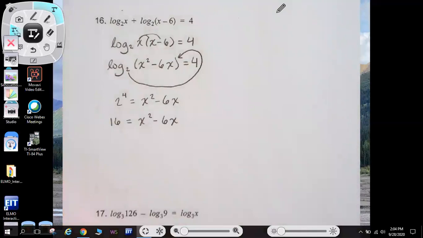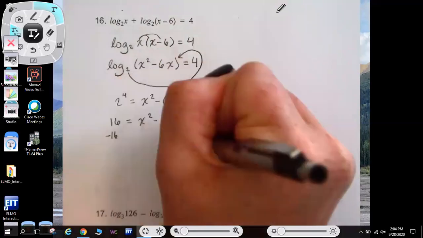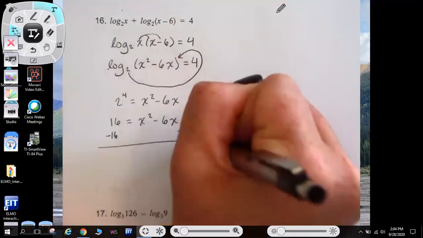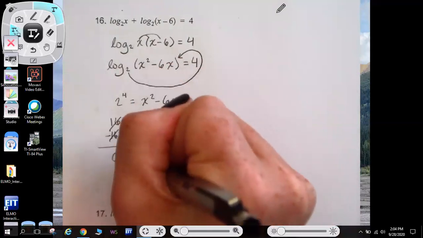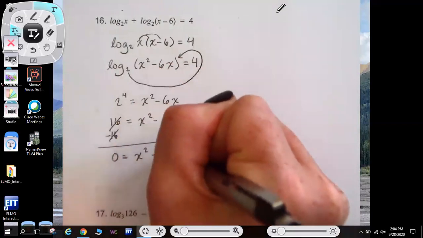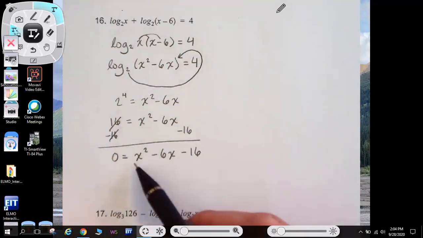And since we do have an x squared term and a term that's just x, that tells me we have to factor. So we do need to get everything on the same side. I'm going to subtract 16 from both sides. So we get x squared minus 6x minus 16. It doesn't matter which side you move it to. You just have to keep your x squared term positive.